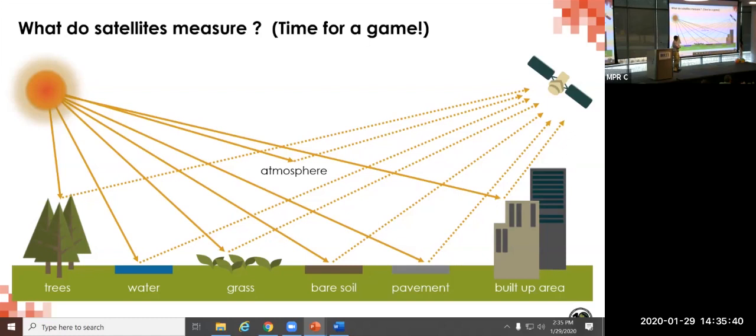As soon as that light interacts with these things, it leaves their signature on it. And some portion of the light goes back to space, and that light is measured by the satellite, right? Everybody's with me so far? Okay, so what we're going to do in this game is make it more interactive so that everybody gets the idea about what is going on here.